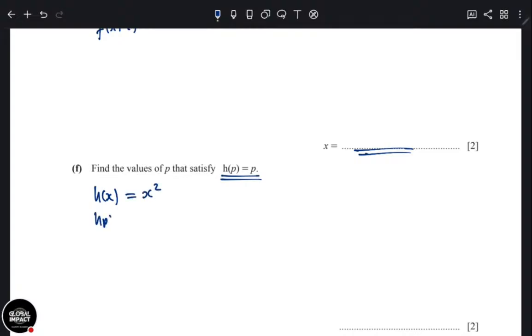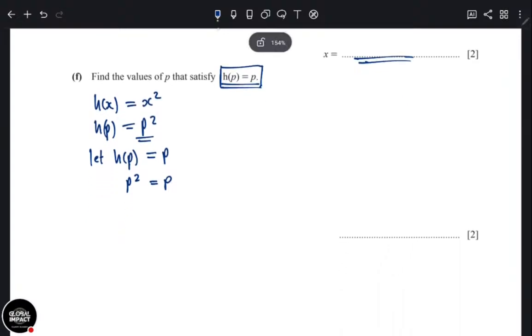Okay, h of p will be equal to, wherever there is x, we are now putting p. So this will be p squared. Now they're saying h of p should be equal to p. So you say, let h of p be equal to p. What is h of p? P squared be equal to p. So you have p squared equal to p. Well, what does that mean? You would now have p squared minus p equal to 0.